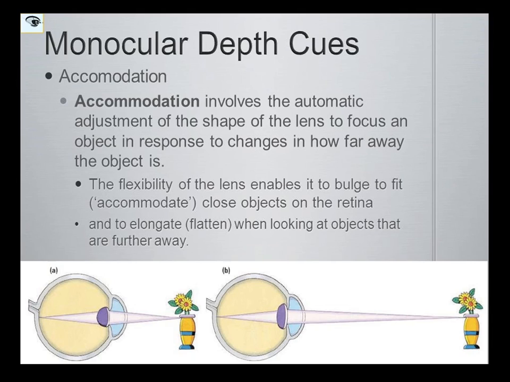So this was all about the binocular cues, which are also called the physiological cues. We talked about the retinal or binocular disparity, we talked about convergence, and of course we talked about accommodation.